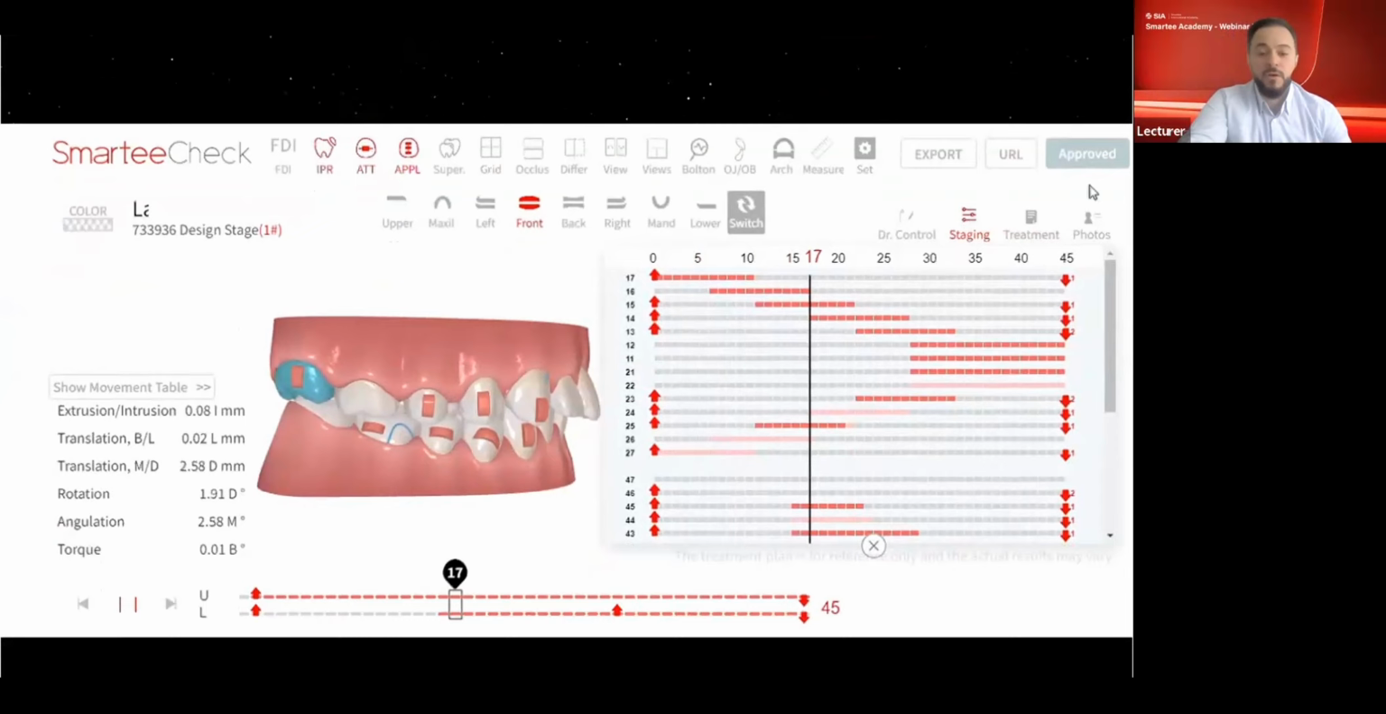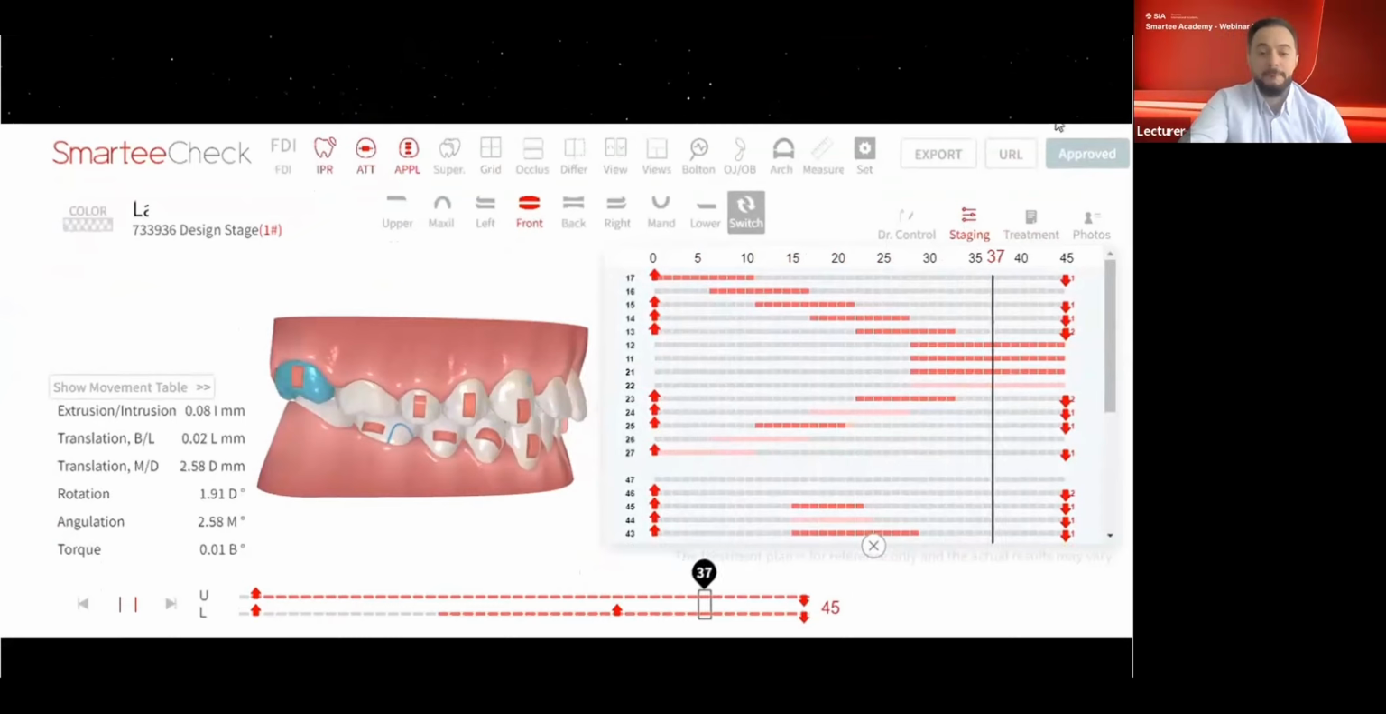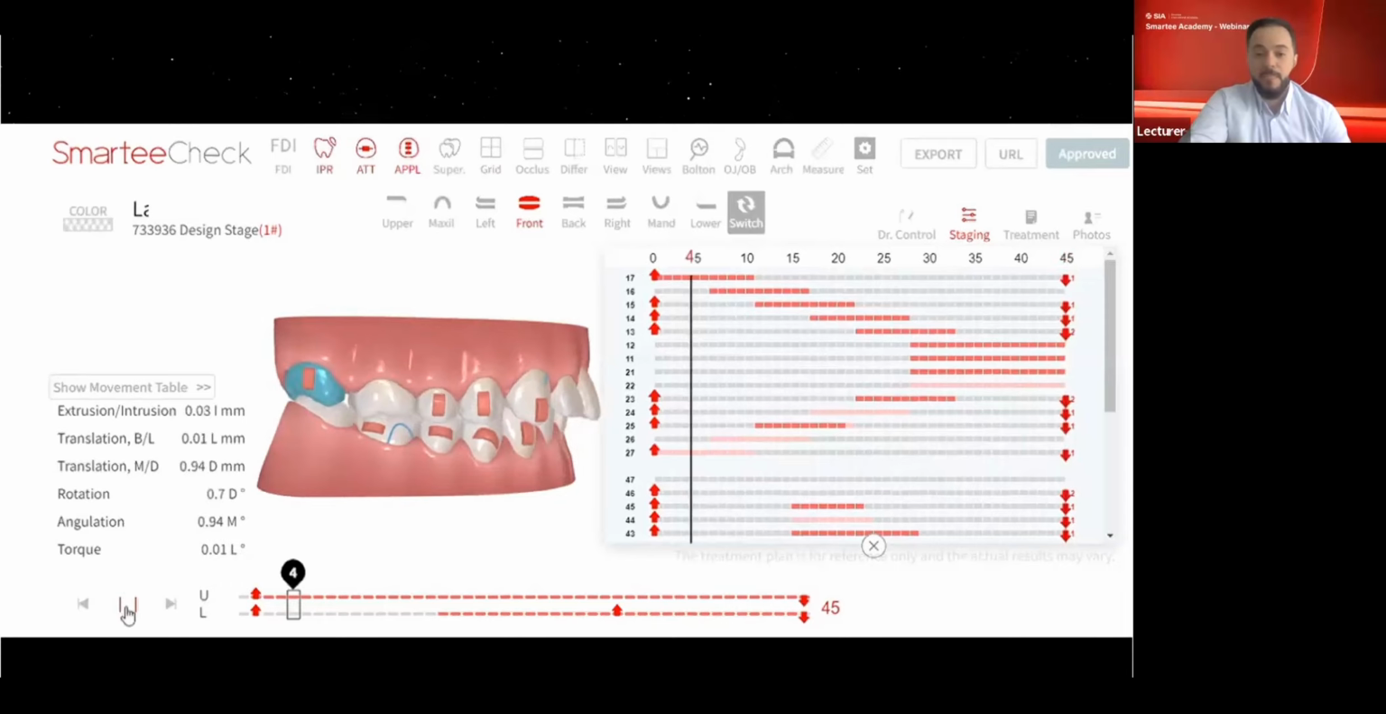We do distalization of up to 2.5 millimeters, and we reinforce the anchorage with class 2 elastics. And in order also to control the proclination of the upper incisors and prevent any further mesial movement, a clear Nance was applied.